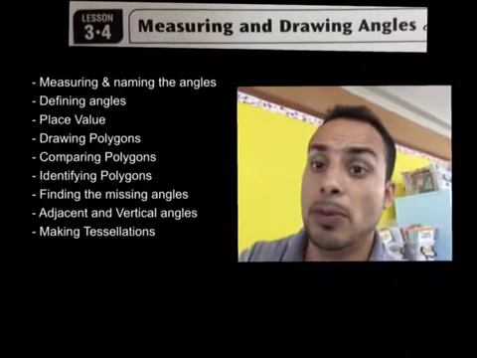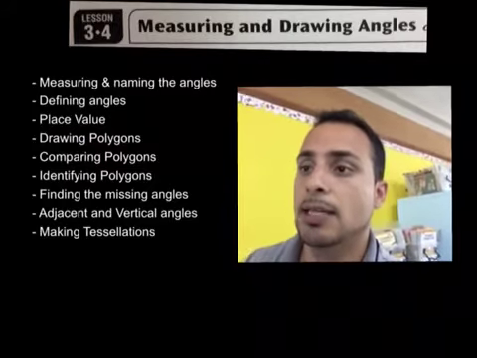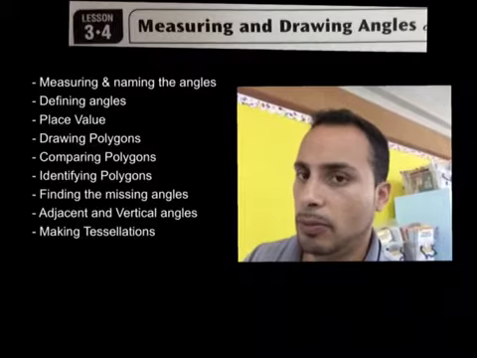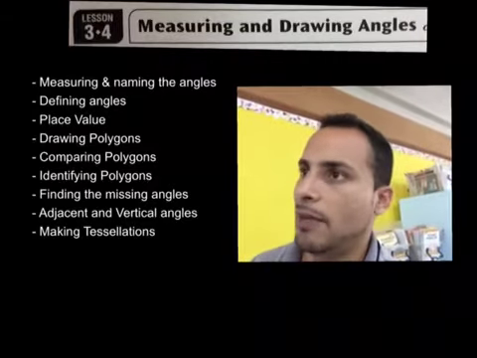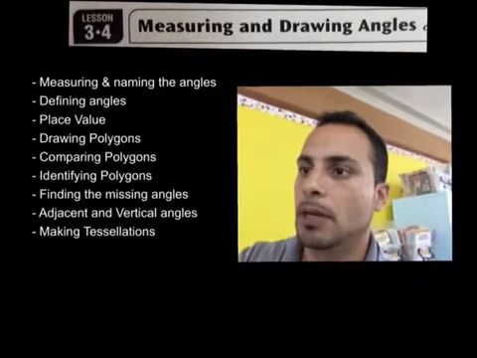Place value. Place value will be a review on this test. We've already done it in the previous test. Place a 4 in the ones place, a 7 in the thousands place, a 1 in the tenth place, and so on.